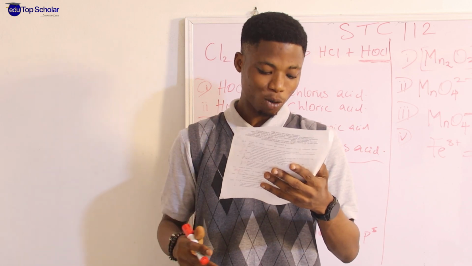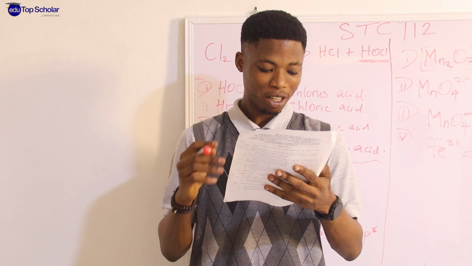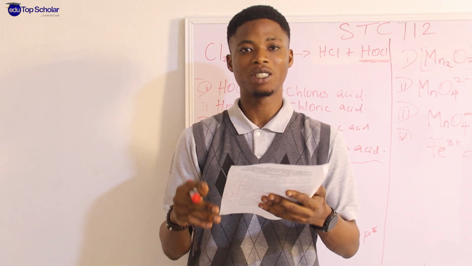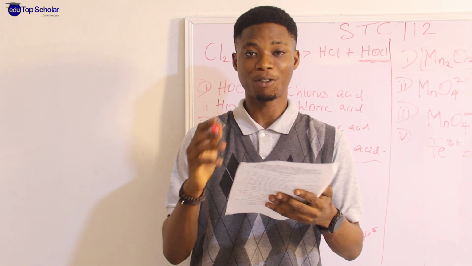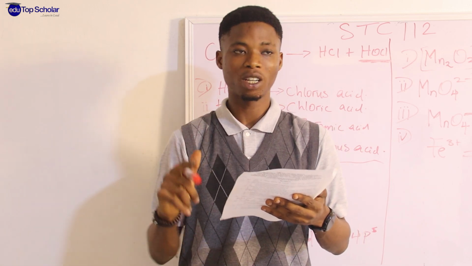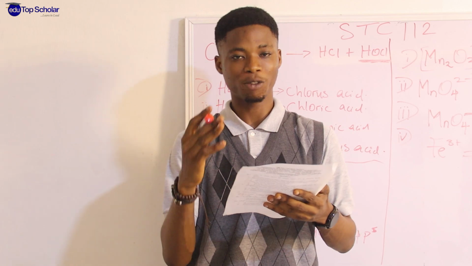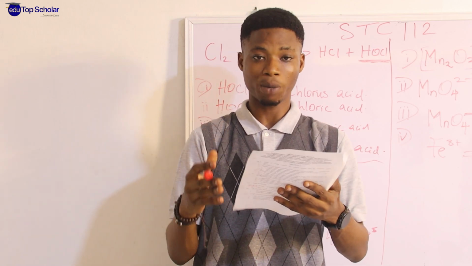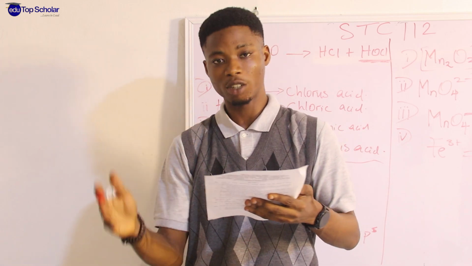So the last question here says state 2 uses of bromine. One of the major uses of bromine is that it is used as a flame retardant. That is, it is used to put out flames. And the second use is that it is used in photography. That is, silver bromide in particular is used in photography.